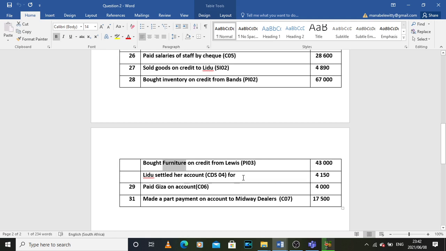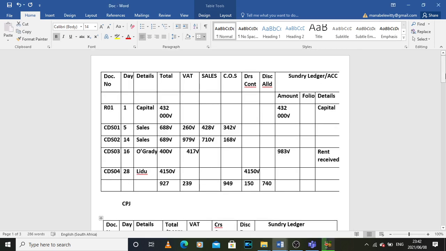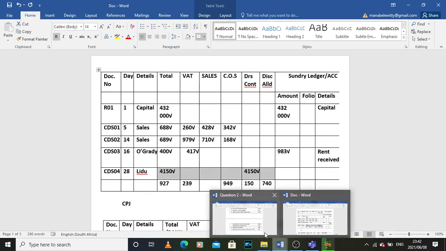Lindu settled their account. This person settled the account in full. There must be an entry on the cash receipt journal. Transaction number 28 must be recorded on the cash receipt journal. 4150, 4150. You don't calculate that, because you calculated it the time he was buying on credit. Now the person is paying. Already VAT is accounted for.